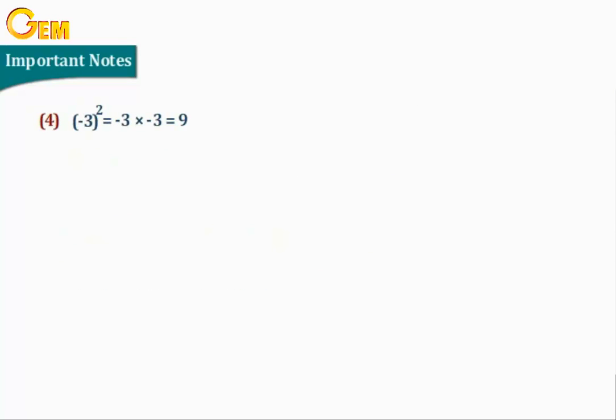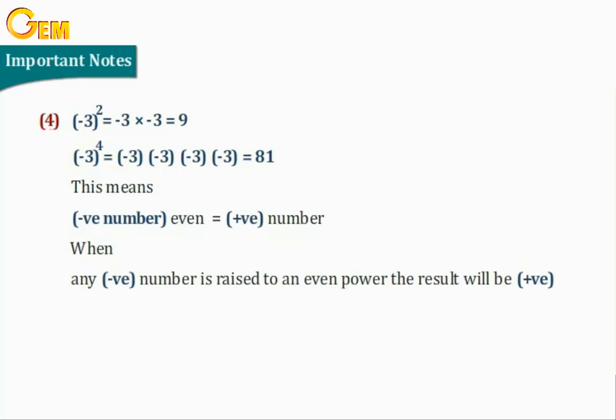Number 4. Negative 3 to the power 2 equals negative 3 times negative 3 equals 9. And negative 3 to the power 4 equals the repeated multiplication of negative 3 for 4 times, which equals 81. This means when a negative number is raised to an even power, then the result will be a positive number.